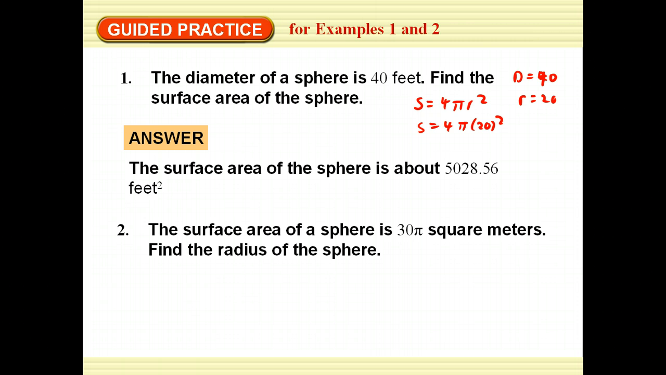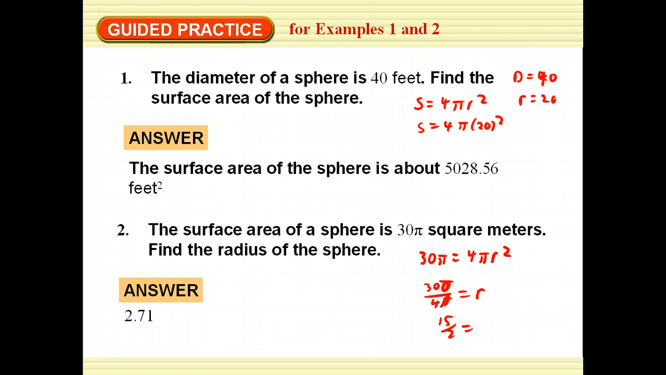The surface area is 30 pi square meters. Find the radius. We get 2.71. How? We have 30 pi is equal to 4 pi r squared. So we divide 30 pi by 4 pi. Notice our pi's cancel. This becomes 15 halves is r squared. So we would need to take the square root in order to get r. So that comes out to be approximately 2.71.